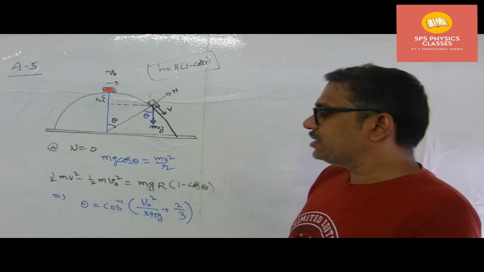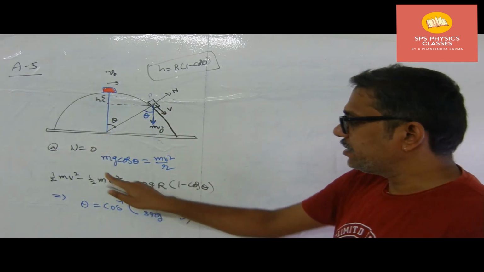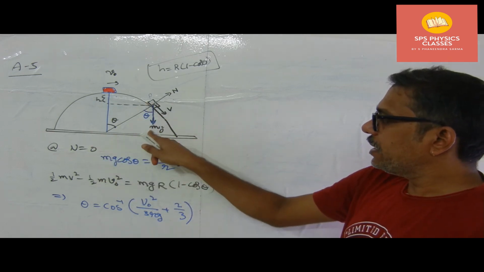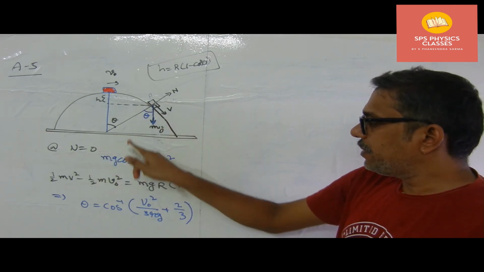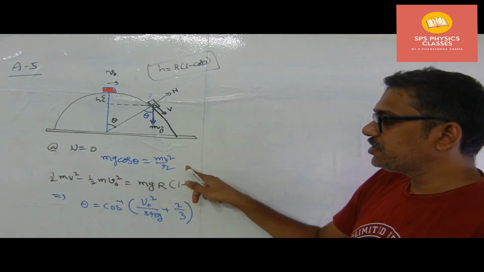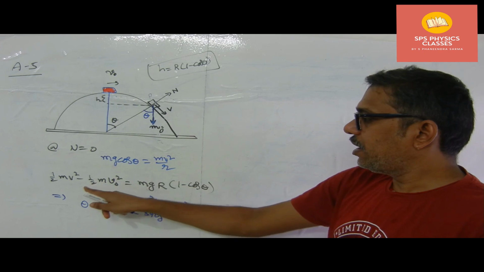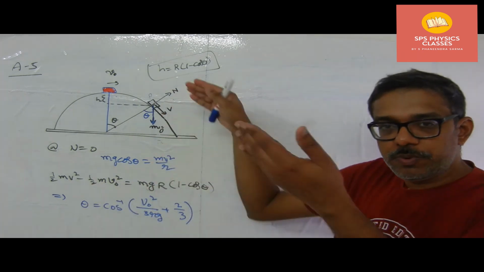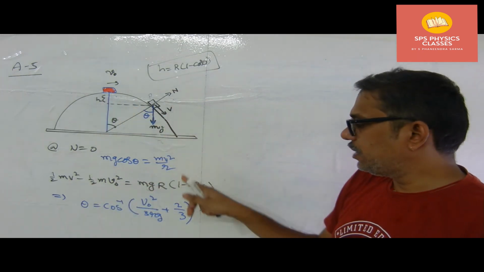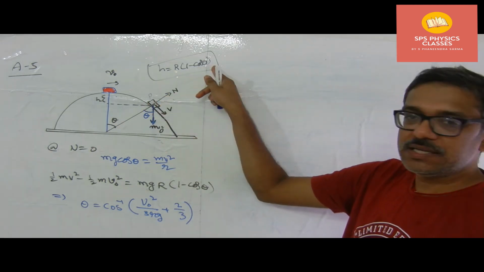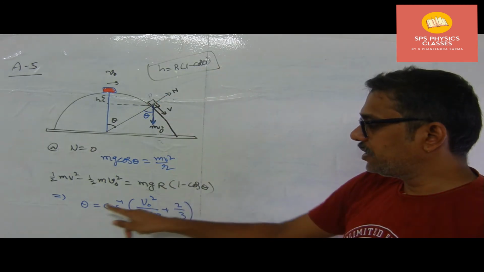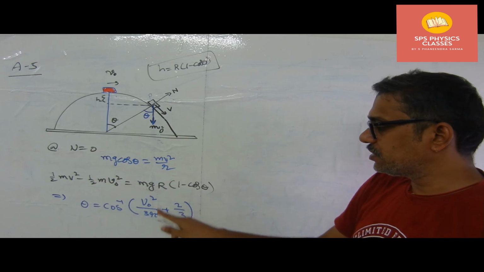Under such a condition, what is happening here? Upon resolving mg, the centripetal force is mg cos theta, which is equal to mv square by r, we can write down. Here the speed is v, and here the speed is v naught. Apply the law of conservation of energy. The change in potential is nothing but h, so h you have to use here. h is nothing but r(1 minus cos theta), already we know. Substitute here and solve, we get the value of theta equal to cos inverse of, like this we got in the problem.